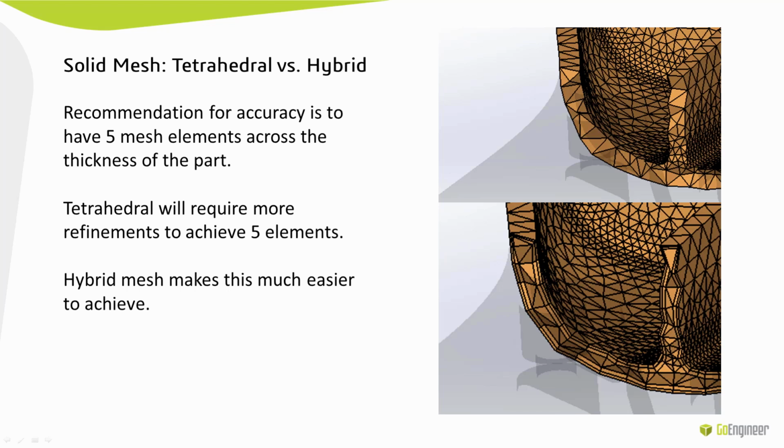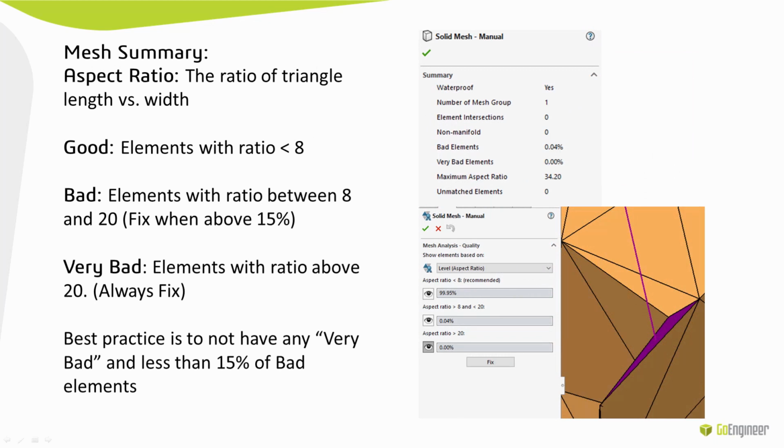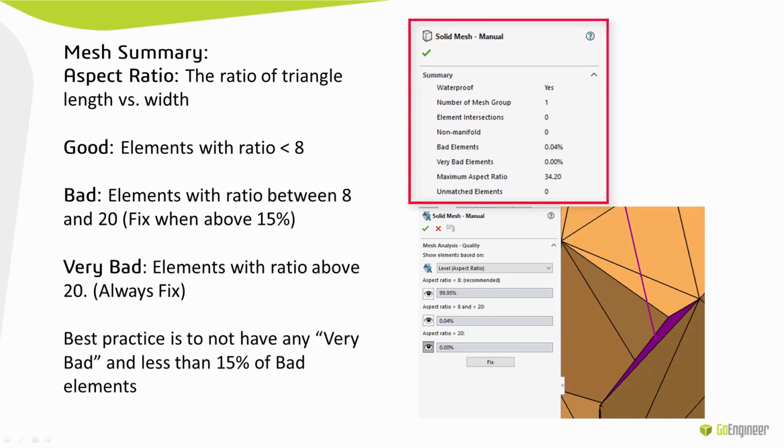With having those 2 layers on the outsides, we automatically have at least 4 for our mesh. So when we do a mesh, we get a mesh summary, as we see in that top box, the solid mesh summary. Is it waterproof? It looks to make sure you've got a waterproof mesh. There are no holes in the mesh. If there are, there's editing you can do to fill them in.